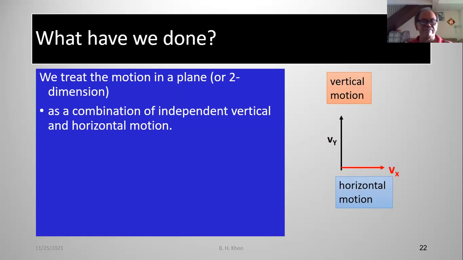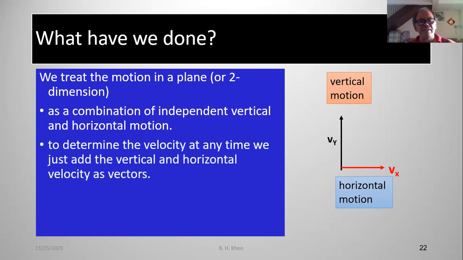Velocity at any time. To determine the velocity at any time, we add vertical and horizontal velocity as vectors. Remember, velocity is a vector quantity. So we work independently. We don't have to worry about two values. We can find it independently.